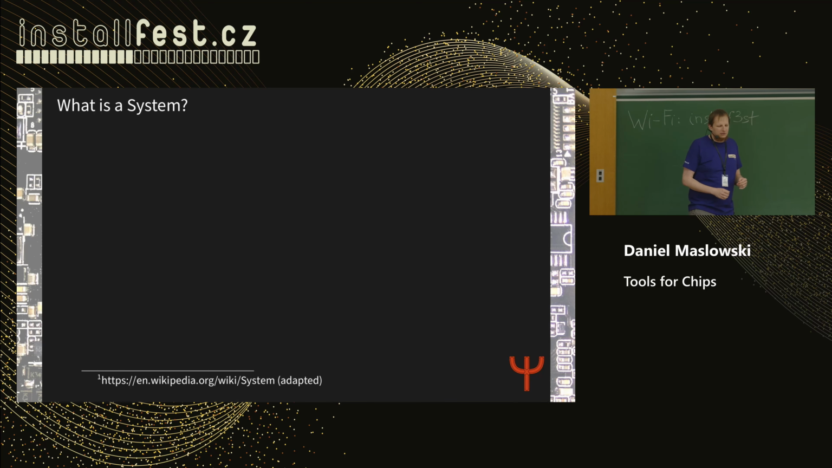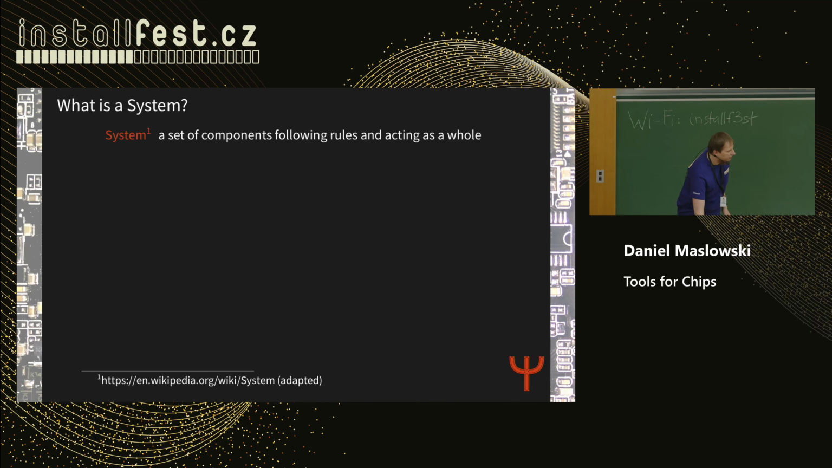So I looked at the definition on Wikipedia, and I thought, okay, let's find something that might be good enough for us here. So here's my definition for today. A system, to us here, will just be a set of components that is following a certain set of rules and acting as a whole. So a system really just means you have something big that consists of many different parts and they work together in a way.